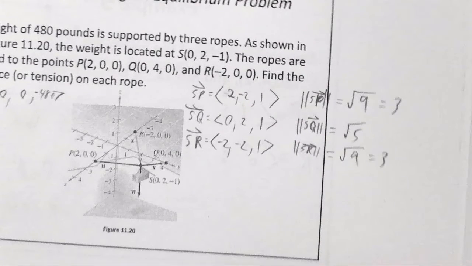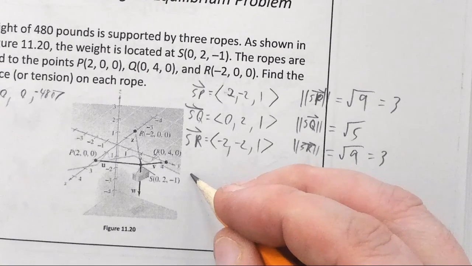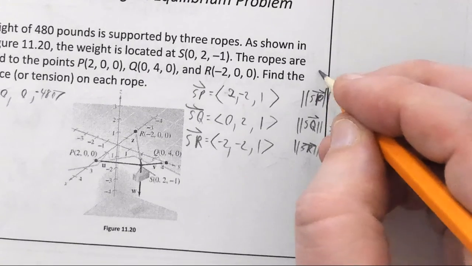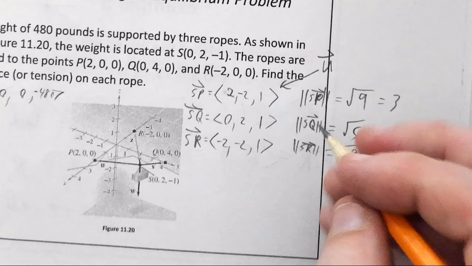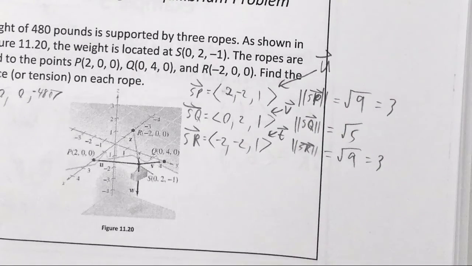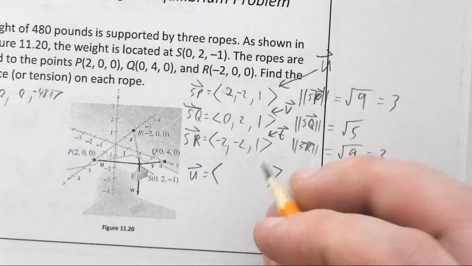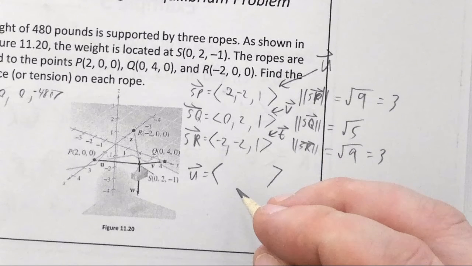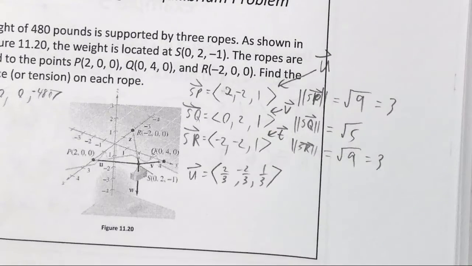Okay? So convert those to unit vectors. Just divide each of the 3, whatever's over there. So what is your unit vector? I'm going to call this the unit version, vector U, V, and T, just so I don't have to write all these huge fractions. So for SP, what's the unit vector version of that going to be? 2/3, -2/3, and 1/3.